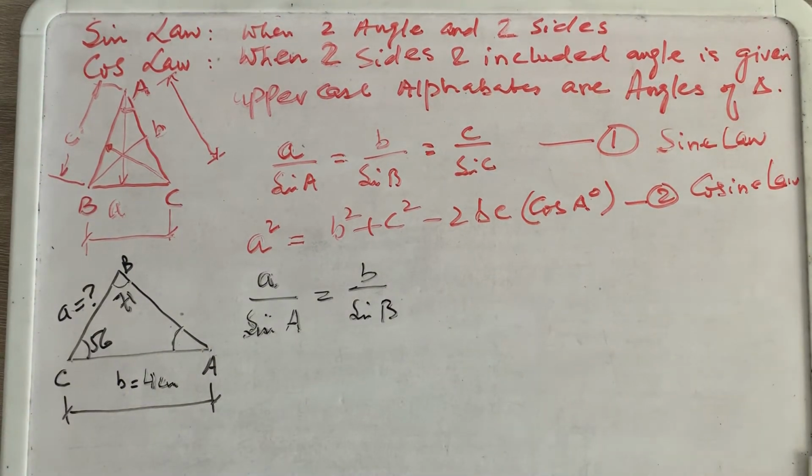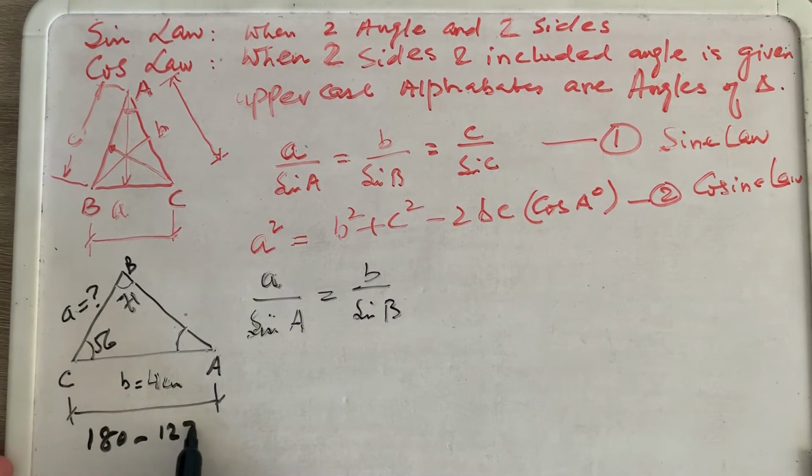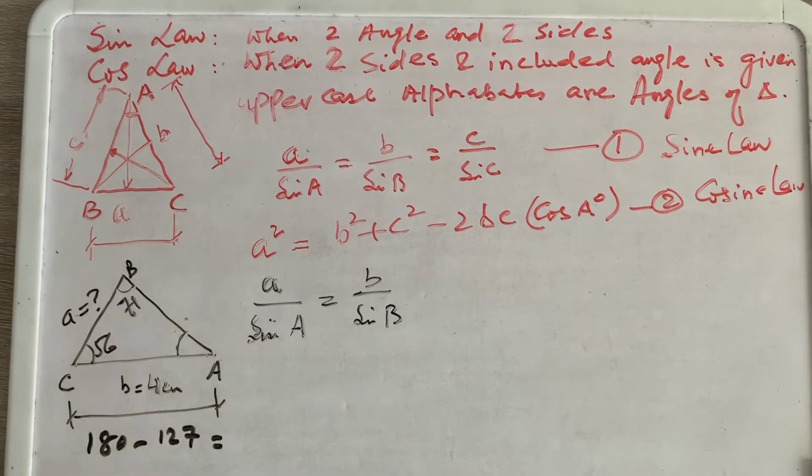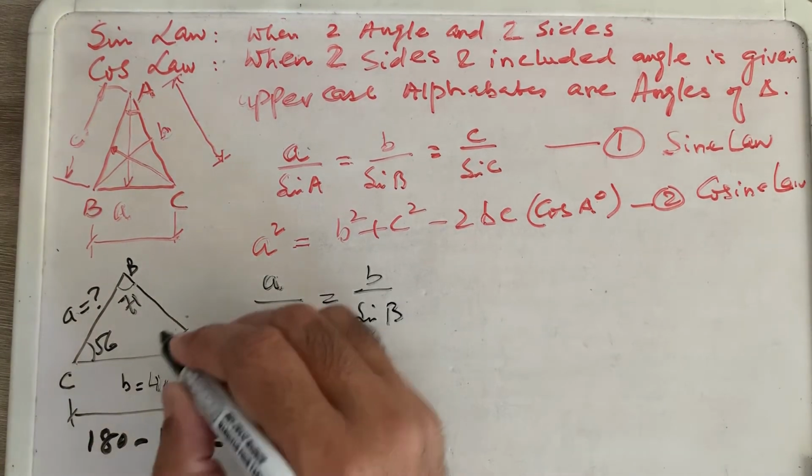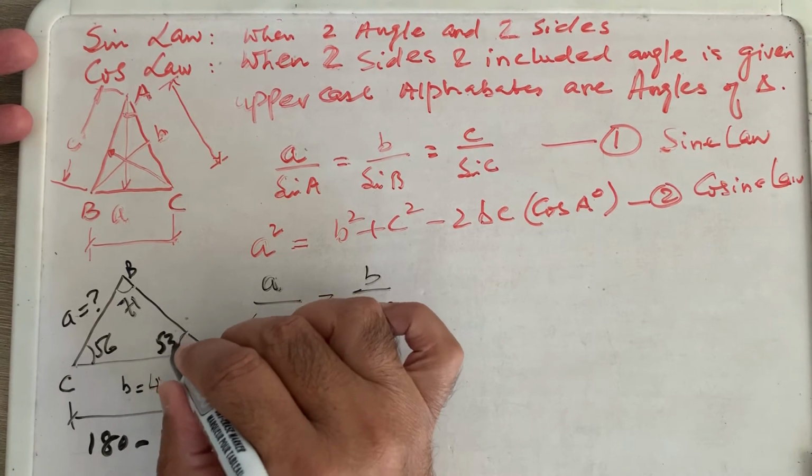So my first step is to find this angle A, because it is not known. But we can find it by adding these two angles and subtracting from 180. So we add the two angles, 56 plus 71, and that comes out as 127. Now 180 minus 127 is equal to 53. So this angle, we now know, is 53 degrees.